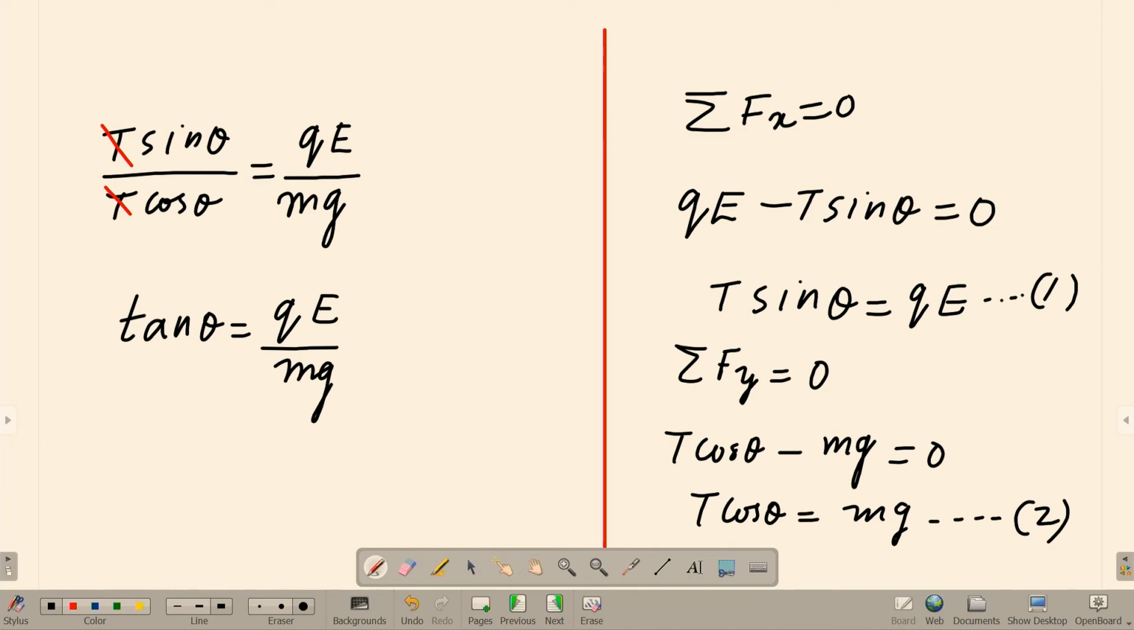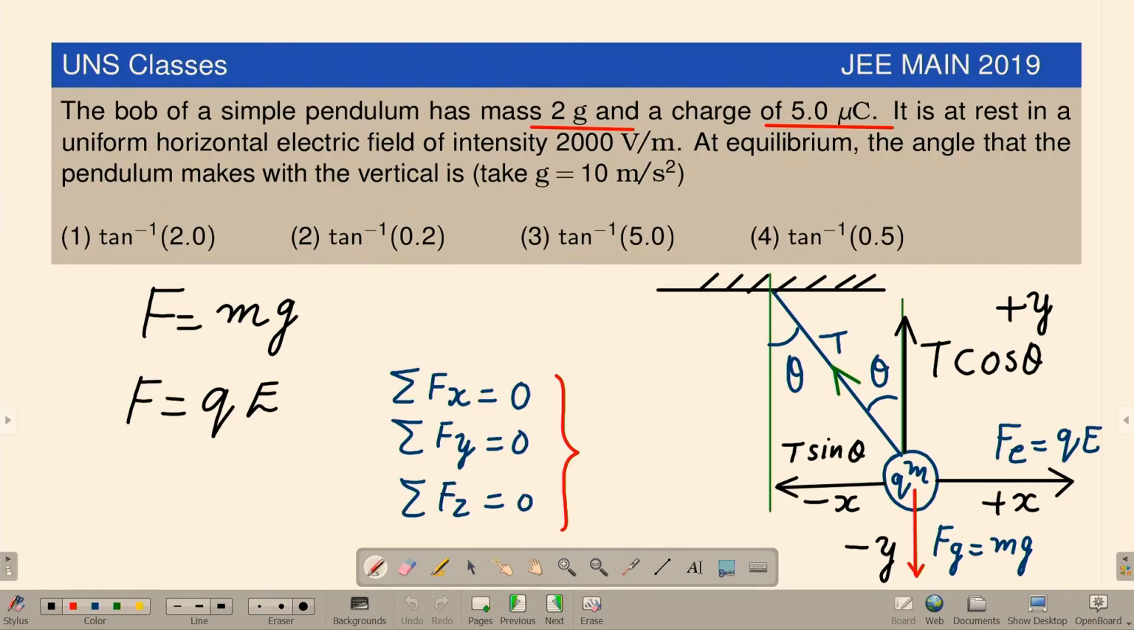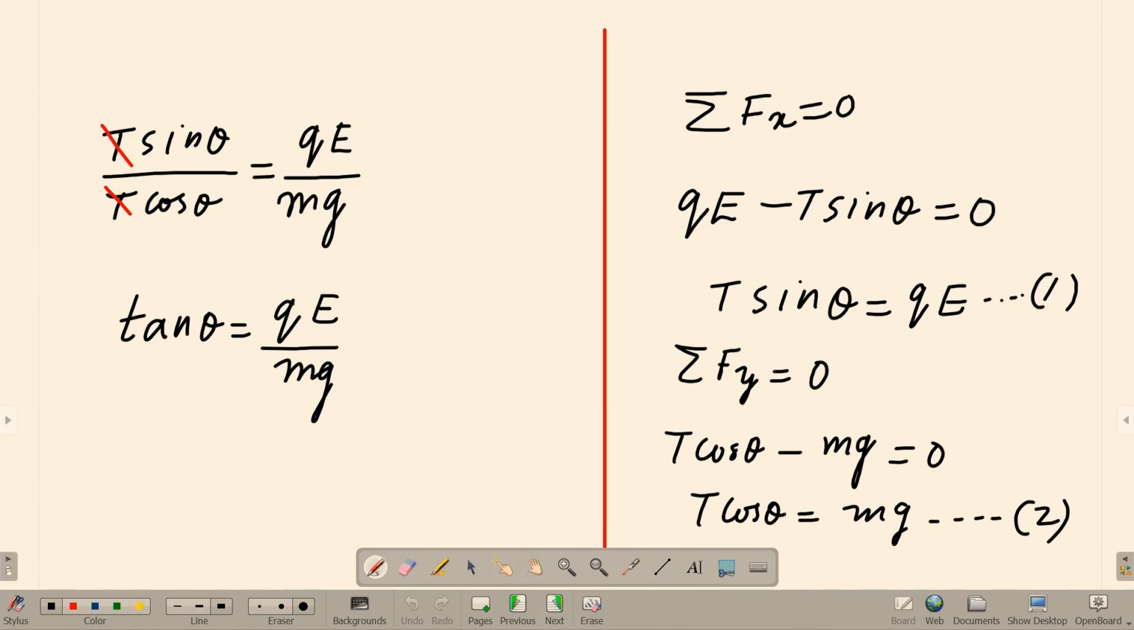Q is given as 5 microcoulomb, E is given as 2000, g you can use as 10, and mass is given as 2 gram. You can substitute everything in SI units. So Q is 5 into 10 to the power minus 6, multiplied by 2000 volt per meter, 2 into 10 to the power 3, divided by the mass, 2 gram, which is 2 multiplied by 10 to the power minus 3 in SI, multiplied by 10. Do the math here, it's very easy.